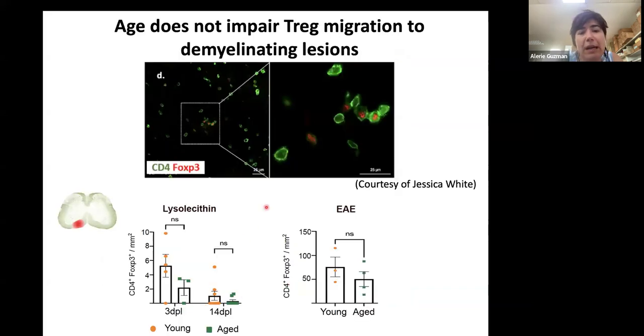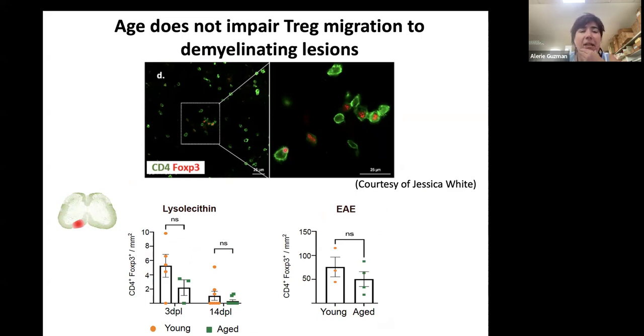We did this by looking at the number of Tregs in the focal lesions of two different models of demyelination. The first one is the lysolecithin model that I have mentioned before. And the second one is an immune-mediated demyelinating model known as experimental autoimmune encephalomyelitis, or EAE. And to our surprise, we saw that in both cases, we virtually got the same number of T cells in the lesion, suggesting that it's not a migration problem like what was described in the muscle, but it's something else that doesn't work in the CNS and limits the myelin regenerative capacity of Tregs.